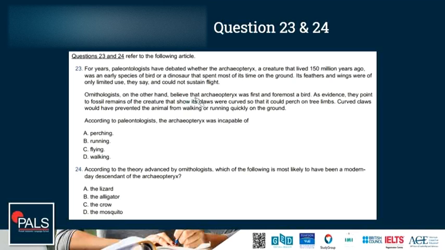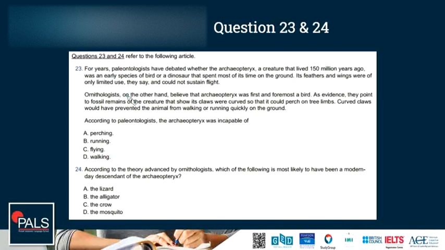Ornithologists, on the other hand, believe that Archaeopteryx was first and foremost a bird. As evidence, they point to fossil remains of the creature that show its claws were curved so that it could perch on tree limbs. Curved claws would have prevented the animal from walking or running quickly on the ground. According to paleontologists, the Archaeopteryx was incapable of perching, running, flying, or walking.